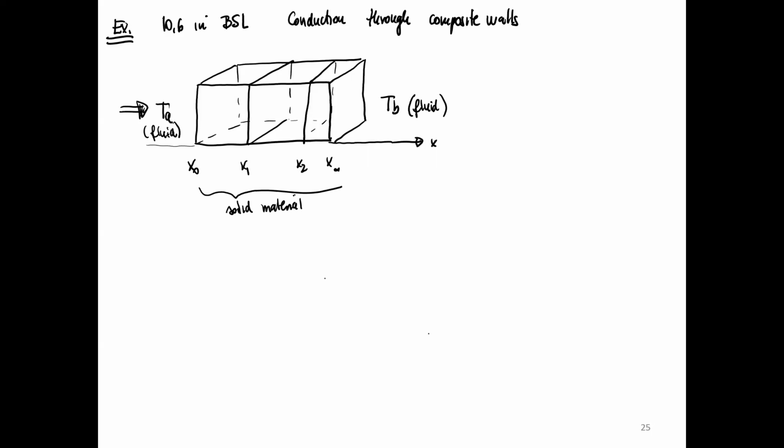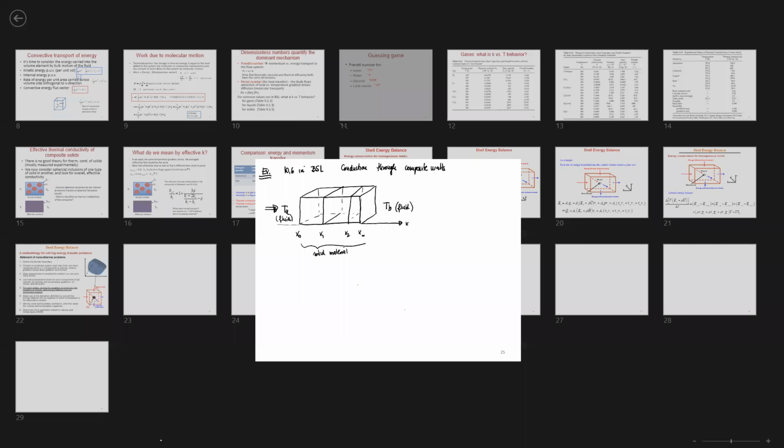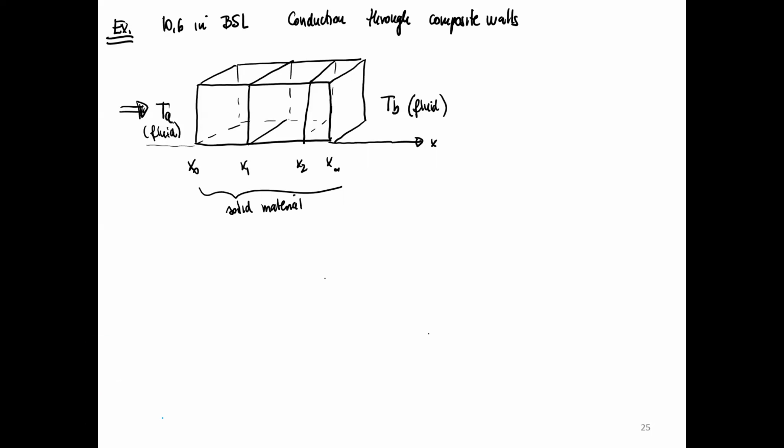Now I'm keeping TA at a much larger temperature than TB, so I'm going to have a flux of heat across these three different materials. And the materials have three different coefficients. So my K01, K12, K23 are the thermal conductivities in each solid material.